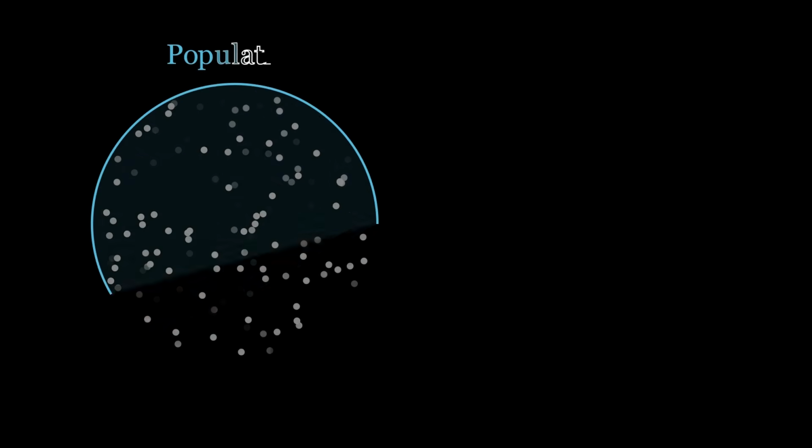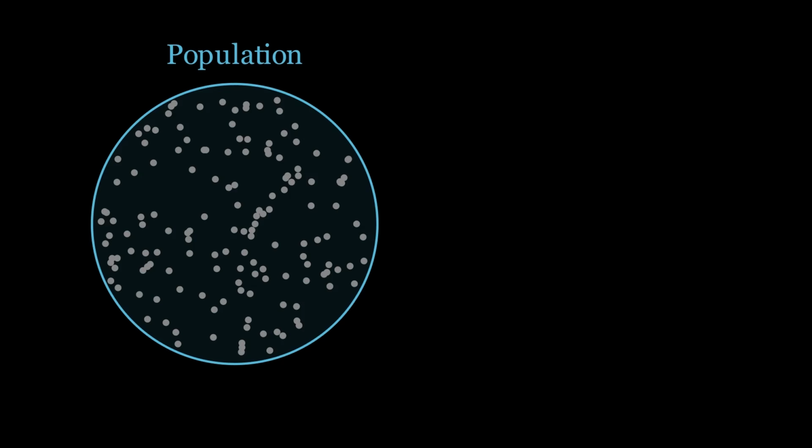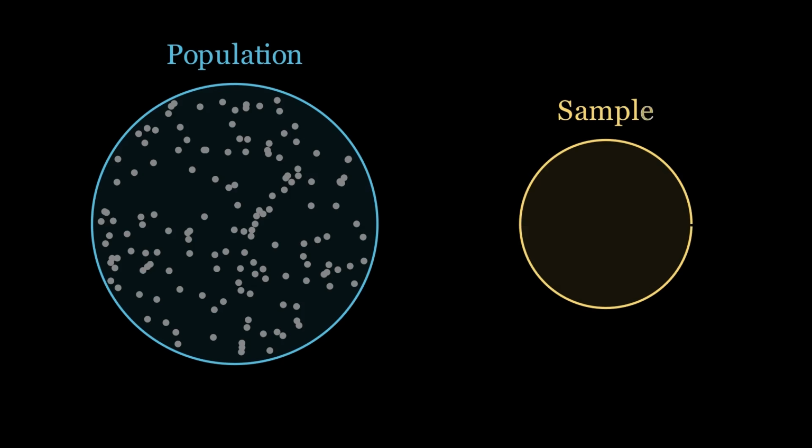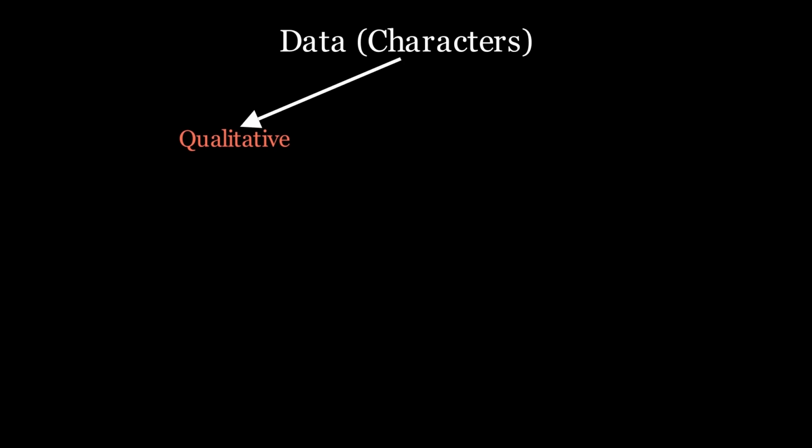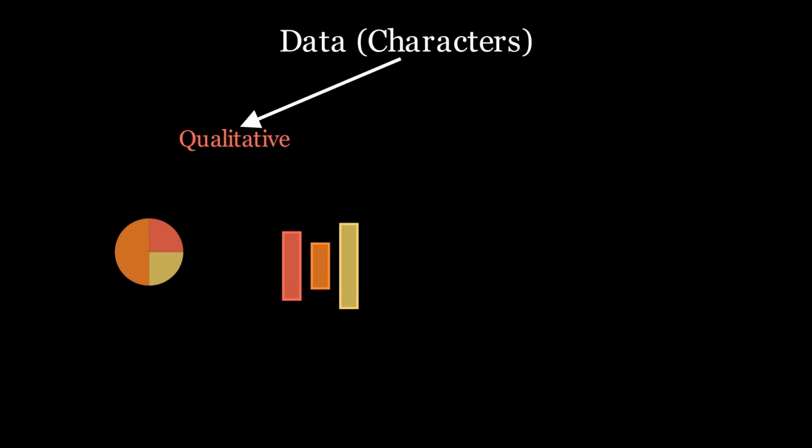To find these patterns, we first look at our population, the entire universe of things we care about, and extract a smaller, manageable subset called a sample. When we observe this sample, we classify its characteristics, which dictates exactly how we draw them. If the data is qualitative, like eye color or brands of cars, we can't do math on it. We just count categories. For this, we use bar graphs or pie charts to easily compare the sizes of groups.